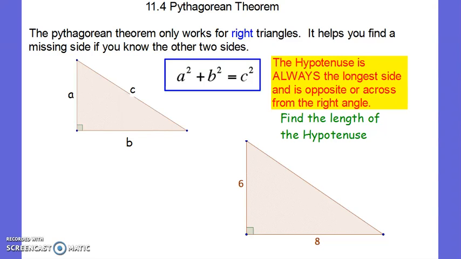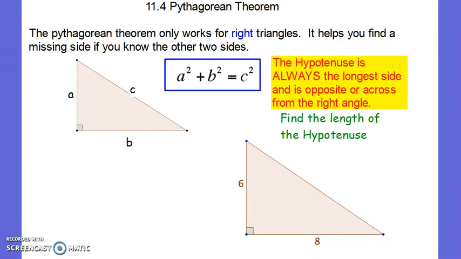Alright, this video is to help you understand what's called the Pythagorean theorem. The Pythagorean theorem is a way to find the third side of a triangle given the first two sides, as long as that triangle is a right triangle. The one thing required for the Pythagorean theorem is that it must work on right triangles. It can't just work on any triangle.